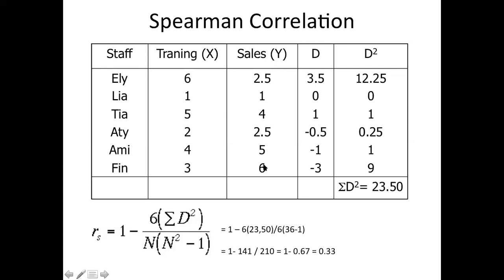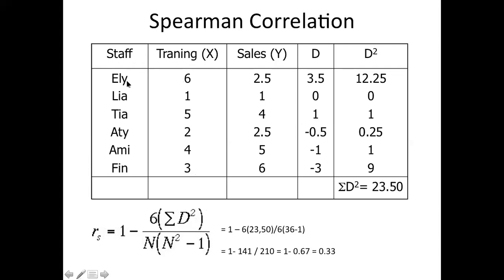Now, how do we calculate the correlation between the training attendance rank and the sales rank? The formula is this. rs, as in Spearman, is 1 minus 6 times the sum of D squared, divided by N times N squared minus 1. So 6 is given. This is what we call a constant. And 1 is given. D is the difference between the training and the sales rank, and the difference is squared.